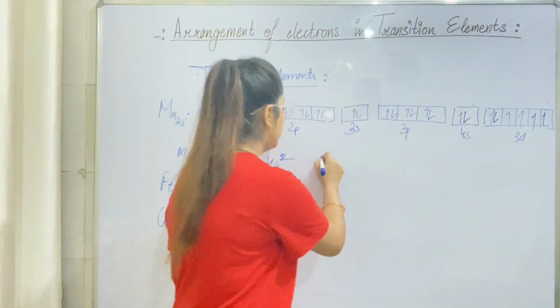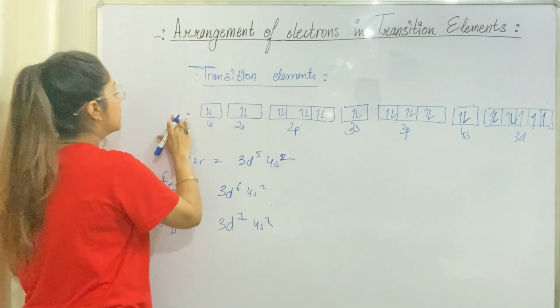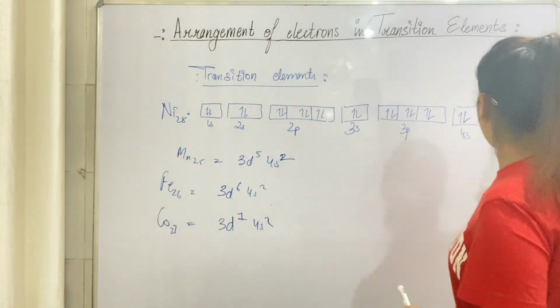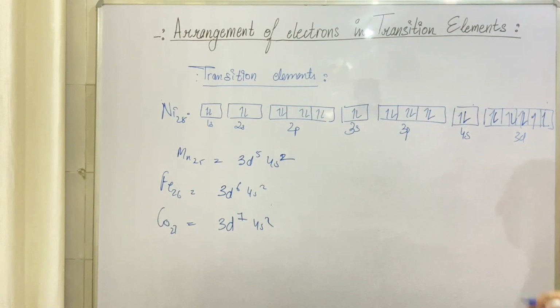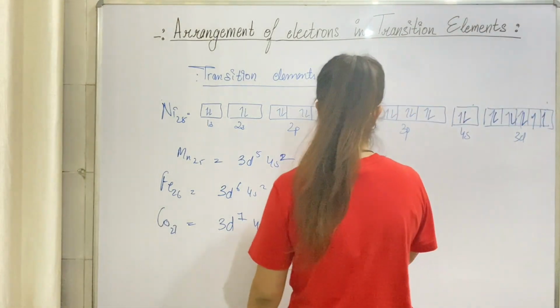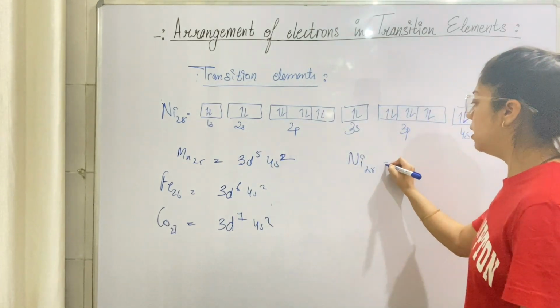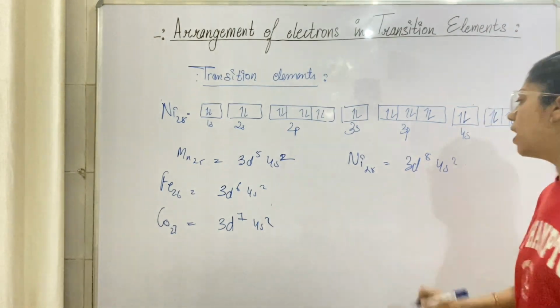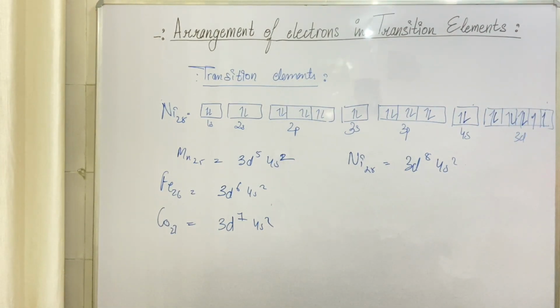So now we are doing nickel. Nickel is 28, of course. So nickel 28 is going to look like 3d8 4s2. I hope this is clear to everybody, right?